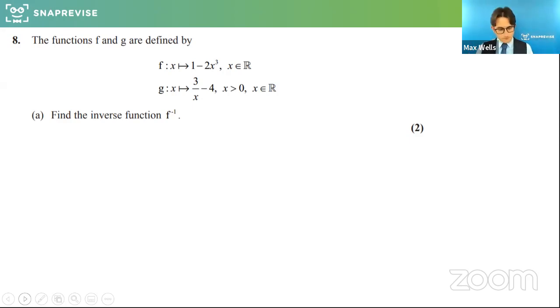Okay, so here we've got two different functions expressed as mappings. The function f maps x onto 1 minus 2x cubed, and the function g maps x onto 3 over x minus 4. And these bits here are what we would refer to as the domain. So this is telling us our allowable values for x.